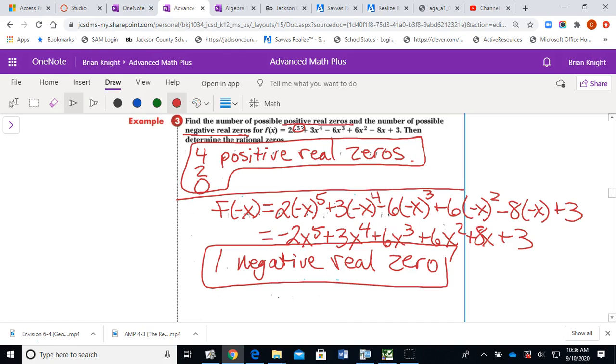Okay? Now, to check our answers, it says then determine the rational zeros. All right? So to do that, we would have to do our dividing 3 times because it's to the 5th power. We got to get it down to be a quadratic, okay? So I'm just going to let you use your calculator on that one to figure it out, okay?